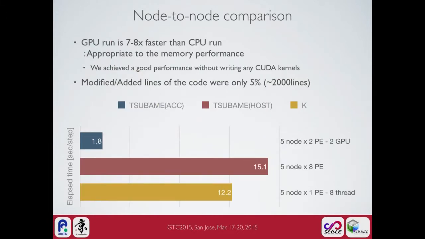This is a result of the small node performance. The graph shows the elapsed time of the main loop, and the GPU run is 7 to 8 times faster than the CPU run, which is appropriate to the memory throughput. We achieved a good performance without writing any CUDA kernels. And for the OpenACC implementation, the modified and added lines of code were only 5% of the whole application. It is incredible.